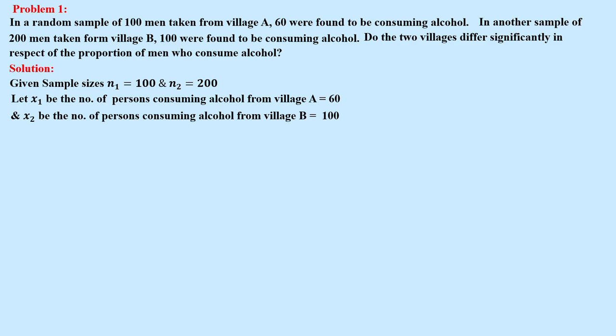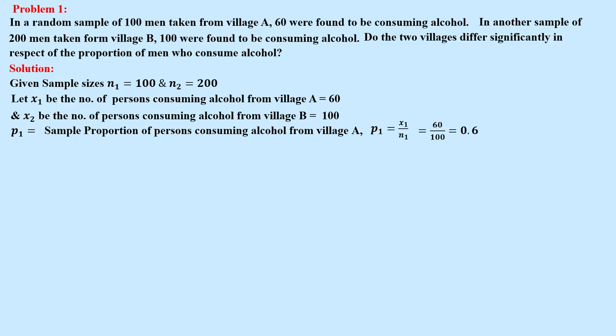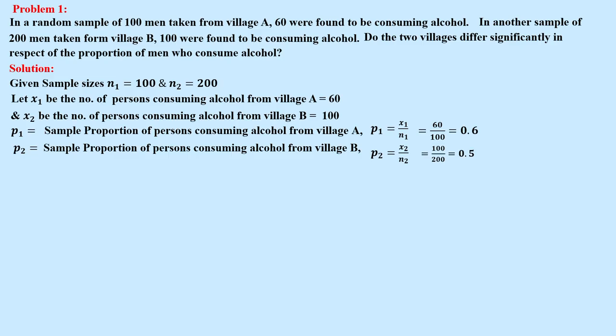So that is the ratio. P1 is the sample proportion of persons consuming alcohol from village A. So P1 equals x1 by n1, 60 by 100, which is equal to 0.6. P2 is the sample proportion of persons consuming alcohol from village B. P2 is equal to x2 by n2, that is 100 by 200, which is equal to 0.5.